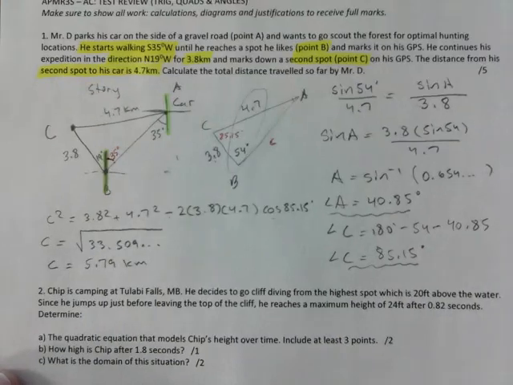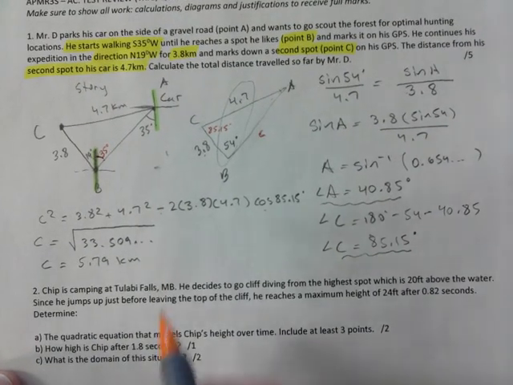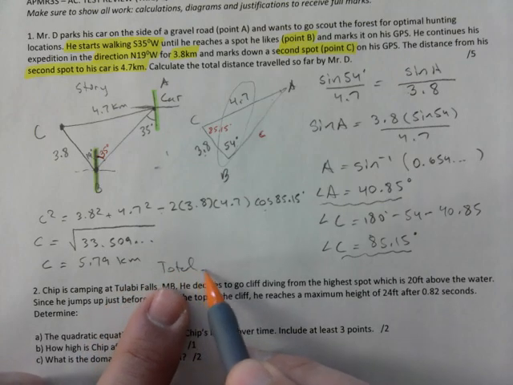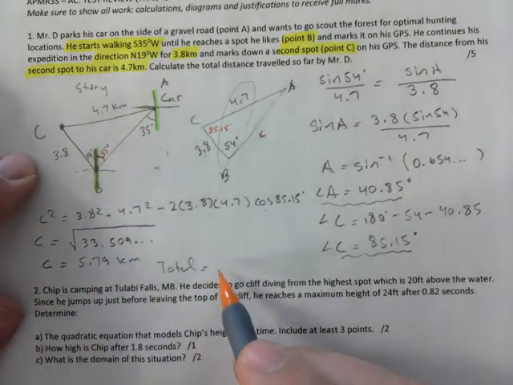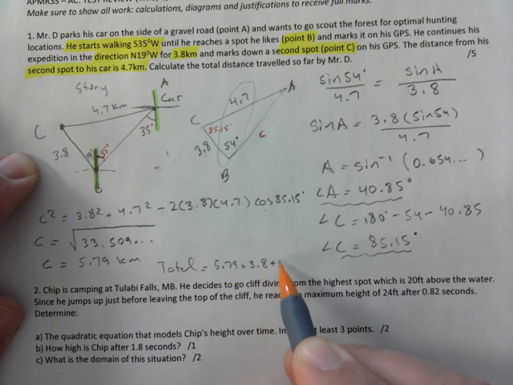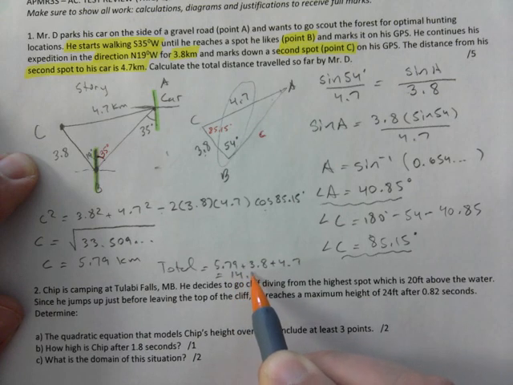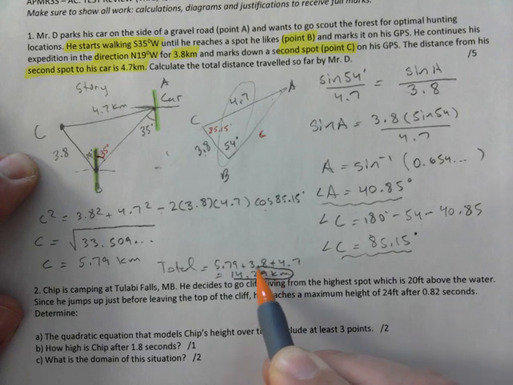So this is a heavy question, right? I get it. So total would simply be all three sides added up, right? 5.79, 3.8, 4.7. That is a total of 14.29 kilometers. That is your final answer.